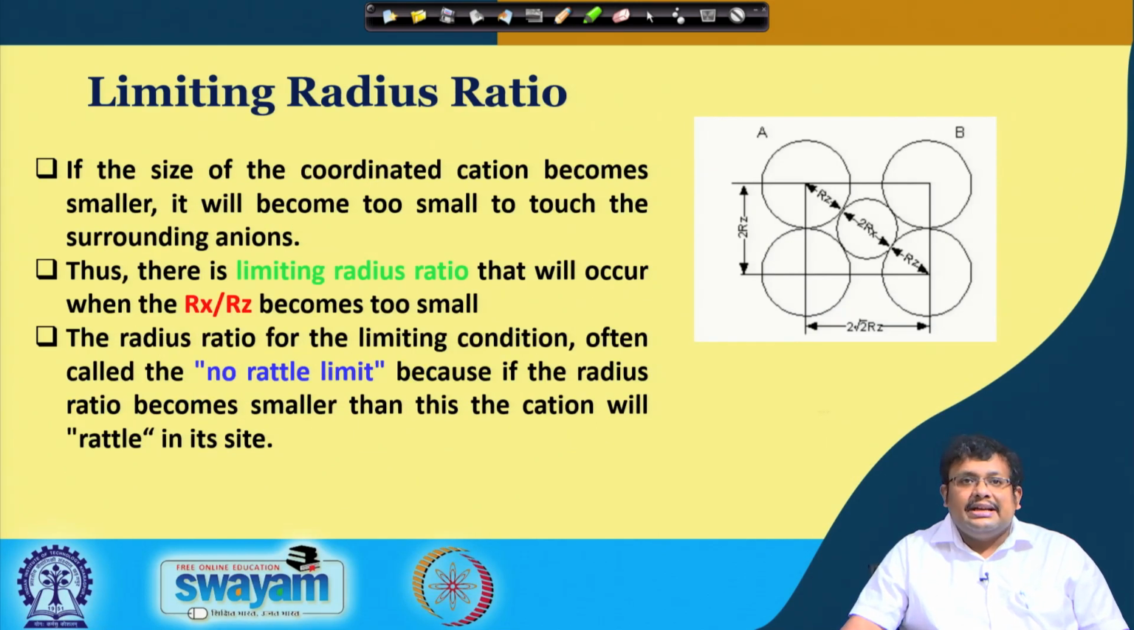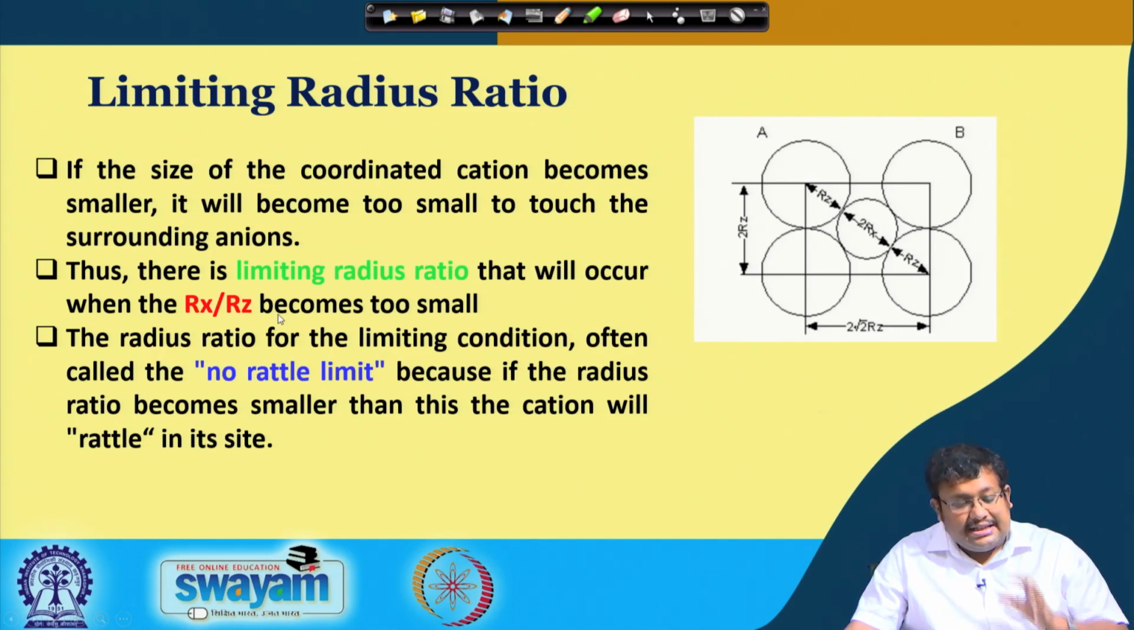So, what is the limiting radius ratio? We have discussed the limiting radius ratio. If the size of the coordinated cation becomes smaller, it will become too small to touch the surrounding anions. As you can see here, this is the cation which is surrounded by 4 anions which are larger in size. If the coordinated cation becomes so small that it will barely touch the surrounding anions, then there is a concept called the limiting radius ratio. That will occur when this Rx by Rz becomes too small.